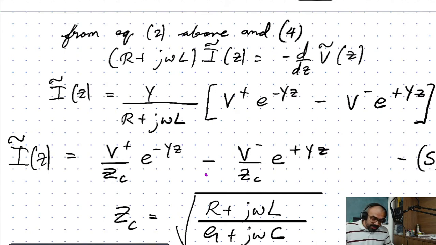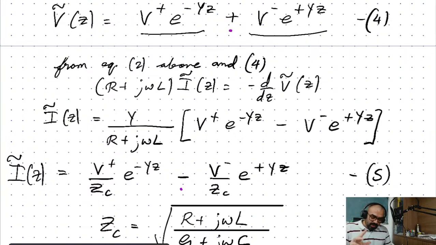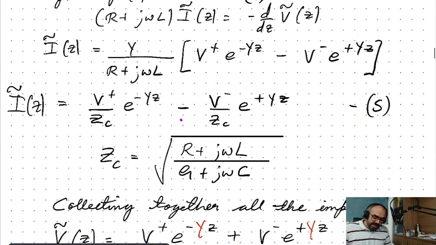The second thing you see is that for the current, the constants A and B are given by V plus over ZC, and the other current is V minus over ZC. So now we only have two constants, V plus and V minus. If you solve for those two constants, you have the voltage wave as well as the current wave expressions. The constant ZC has the dimensions of an impedance, and it is called the characteristic impedance of the transmission line.